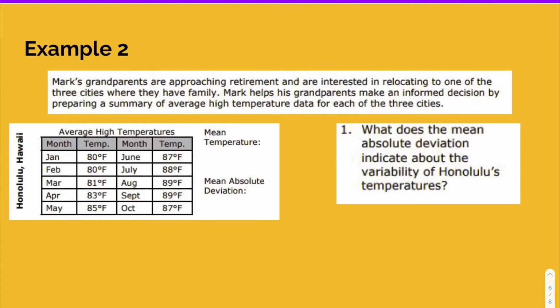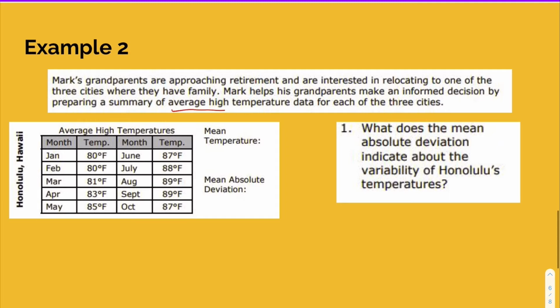Now for the second example. Mark's grandparents are approaching retirement and are interested in relocating to one of the 3 cities where they have family. Mark helps his grandparents make an informed decision by preparing a summary of average high temperatures for the 3 cities. This means that there are going to be 3 parts to this example.